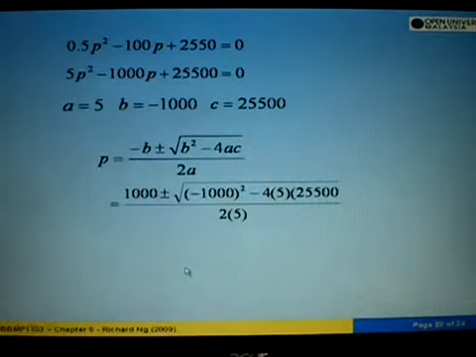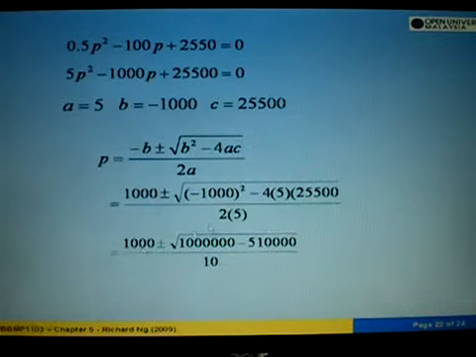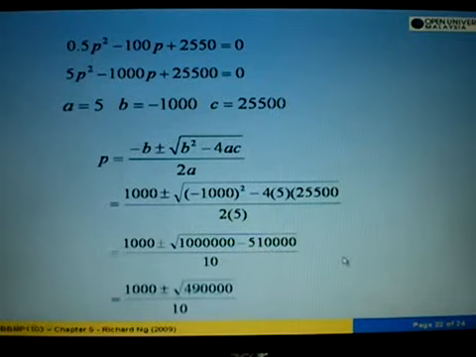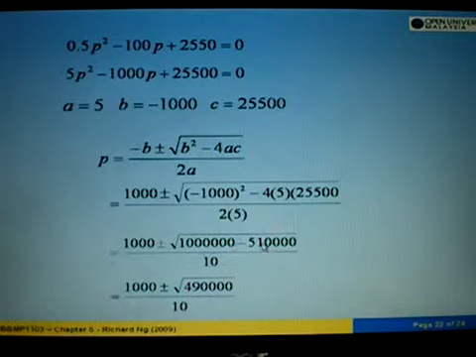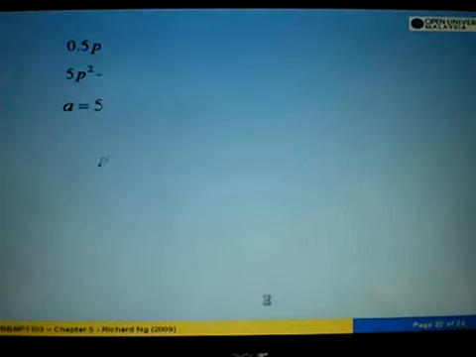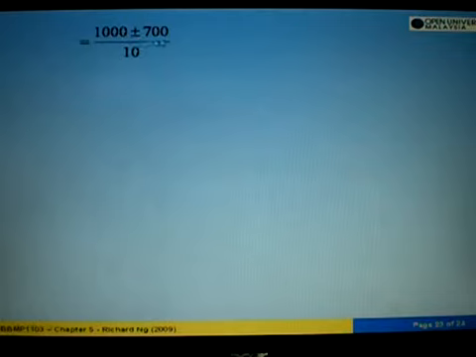So from here, if we simplify, negative 1000 square is 1 million, minus this one, we'll get 510,000 over 10. So from here, if we simplify further, 1 million minus 510,000 is 490,000. Okay, so that will give us 1000 plus and minus 700 over 10.